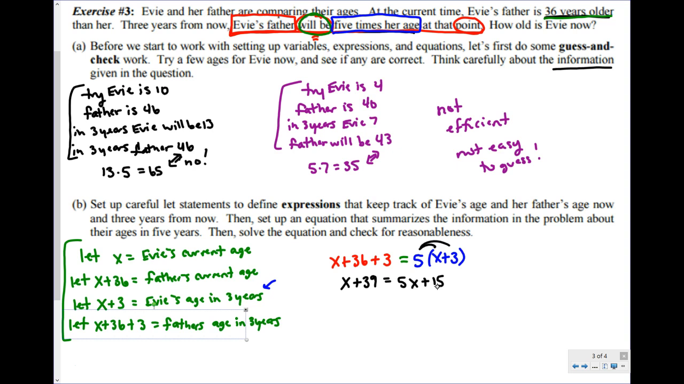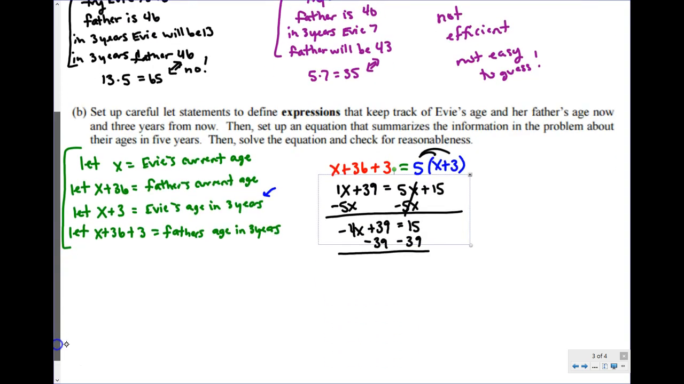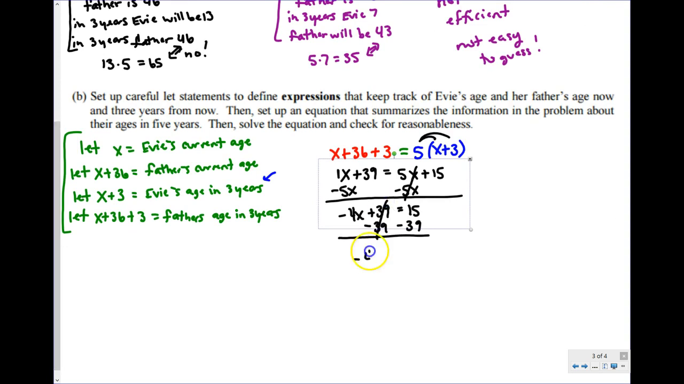And now I'm going to start simplifying. I like all my x terms on the left, so I'm going to subtract 5x. These cancel out. Invisible 1, x minus 5x is negative 4x plus 39, and drop down my 15. I'm going to subtract 39 on both sides. These cancel out, and I'm left with negative 4x equals 15 minus 39, which is negative 24. Please use your calculators. Divide both sides by negative 4. And I get that x equals a positive 6.